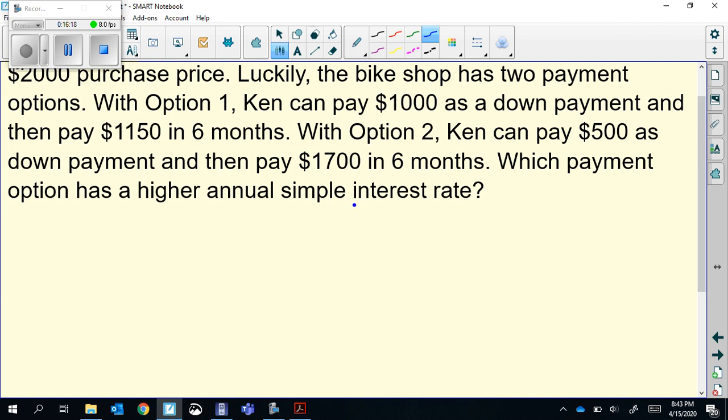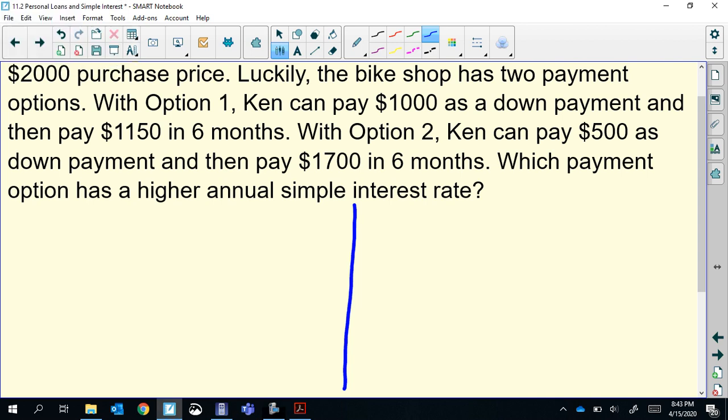So we're looking at two different things. I'm going to split my page in half here. So we've got option 1 and option 2. When we're looking at interest, obviously if you factor in whether or not he has that extra money for the down payment, that's a separate factor in deciding what we would take here. But we're just looking at the interest rate. That's what we're looking at here.